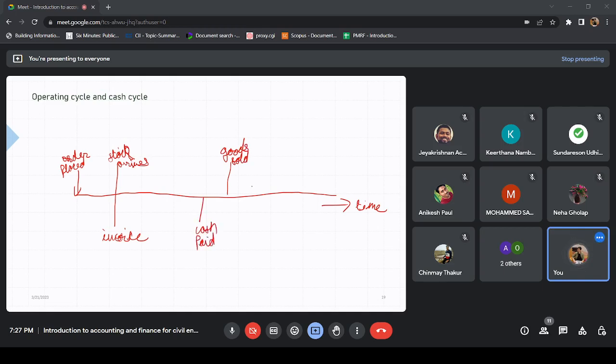So cash paid. And similarly, if you sold the goods at this point, you will make an entry in your balance sheet, but you might receive the amount later, right? So this is when you receive your cash. Anybody who has any, I mean, who doesn't agree with this?